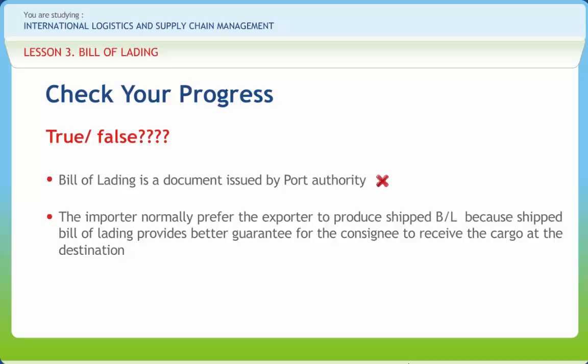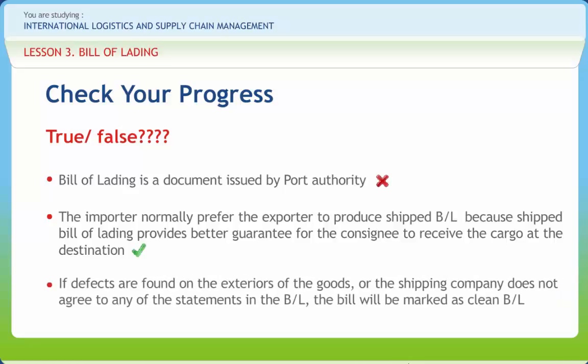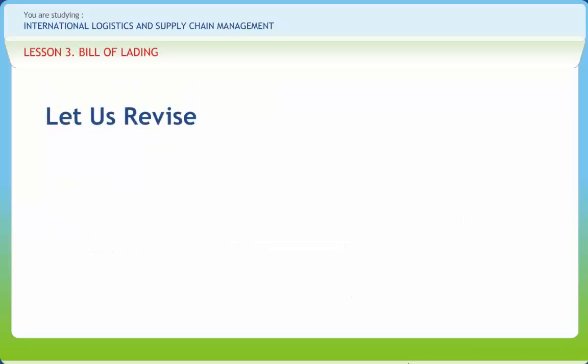Right or wrong? Right. If defects are found on the exterior of goods or the shipping company does not agree to any of the statements in the B/L, the bill will be marked as clean B/L. Right or wrong? Wrong. Before we end, let us briefly revise what we have studied till so far.